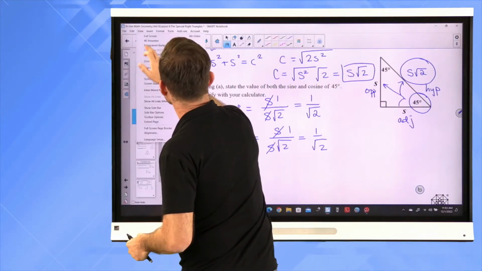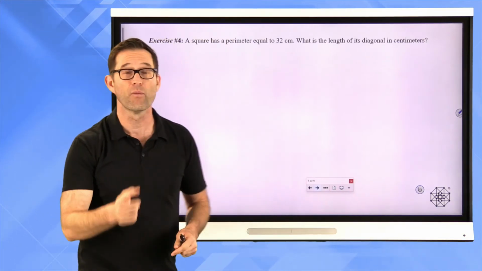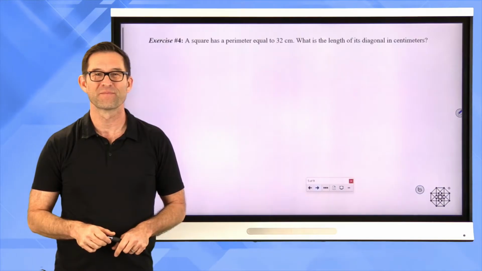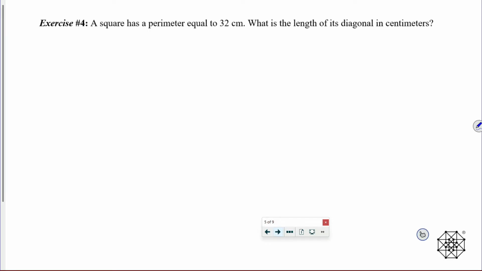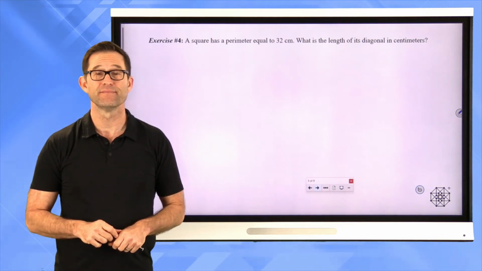All right, let's go back in and let's start taking a look at our second, well, actually, no, we have one more problem on this. Let's take a look at exercise number 4. A square has a perimeter equal to 32 centimeters. What is the length of its diagonal in centimeters? Pause the video now and see if you can figure out this answer.